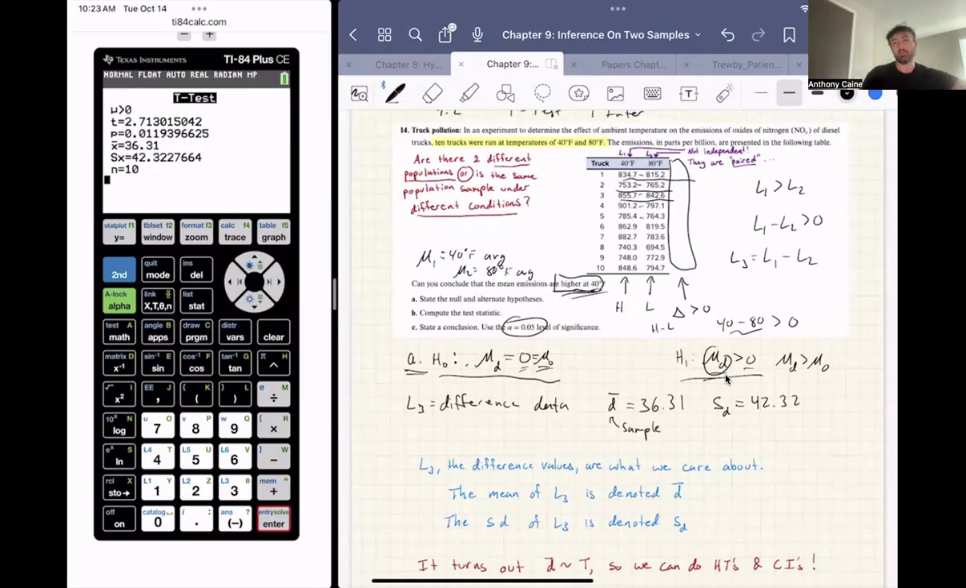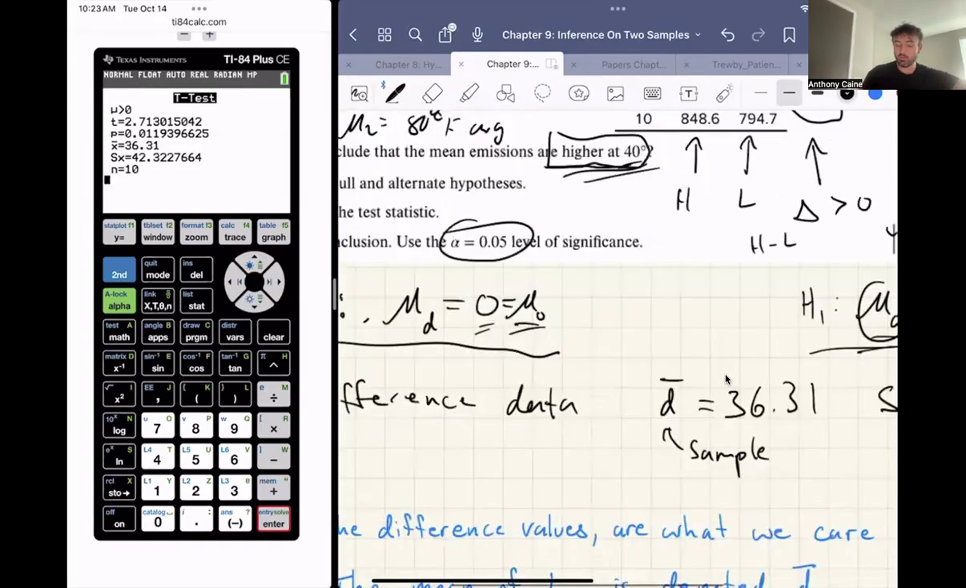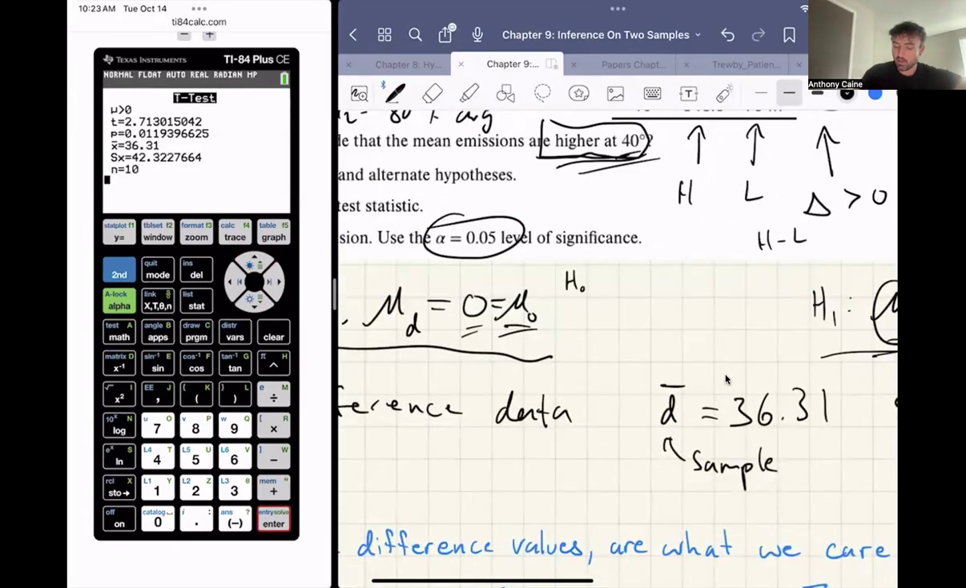I hate this notation. What I want to do, because I find it much more intuitive, is to say the null hypothesis is that mu 40 equals mu 80. The average particulate emissions at 40 degrees is the same as at 80. And our alternate hypothesis is that mu 40 is bigger than mu 80. The average at 40 degrees is bigger than the average at 80 degrees.